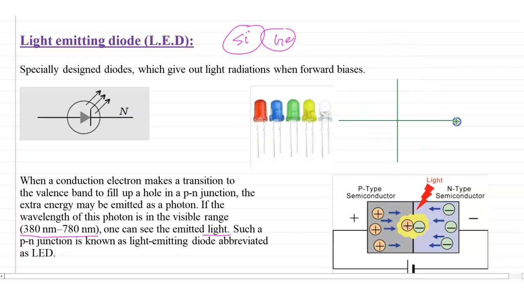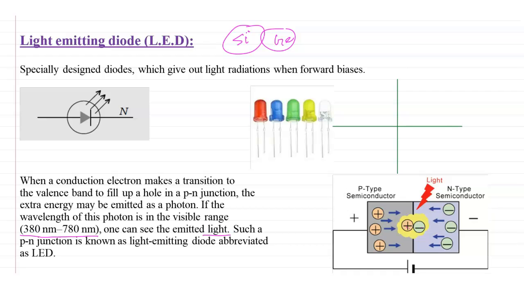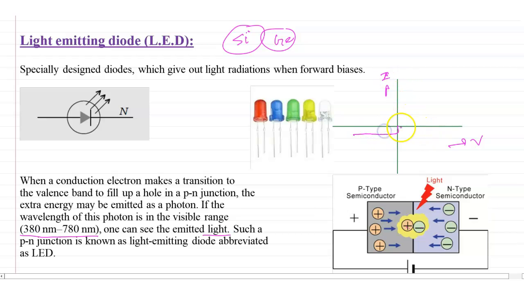For LED, the graph is the VI graph, voltage versus current. The reverse bias graph is the same as the previous one, but for forward bias the diode curve is like this. In the case of a silicon diode, the graph is like this. This is 0.7 volt, but in the case of an LED, this knee voltage must be greater than 1.8 volt.